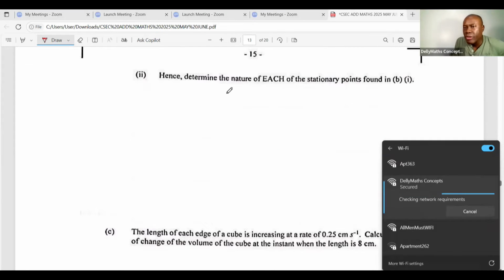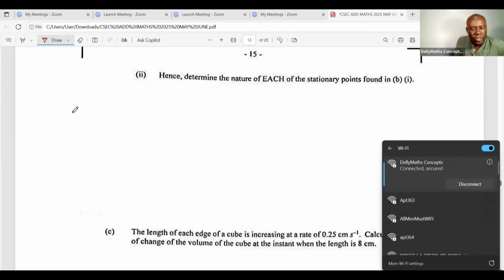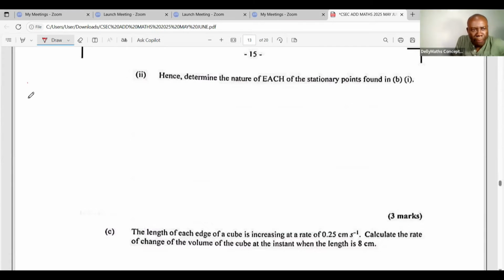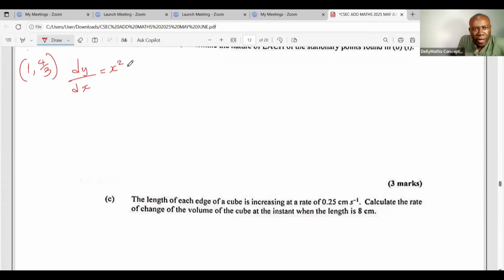All right, nature of the stationary points. So let us go back to our 2 stationary points. One of our stationary points is 1 with 4/3, right? Actually, x squared minus 5x plus 4. So if we're going to take the second derivative, we're going to have d squared y over dx squared. So 2 times x, we're going to go again, and negative 5x is going to be negative 5. This is our double derivative.